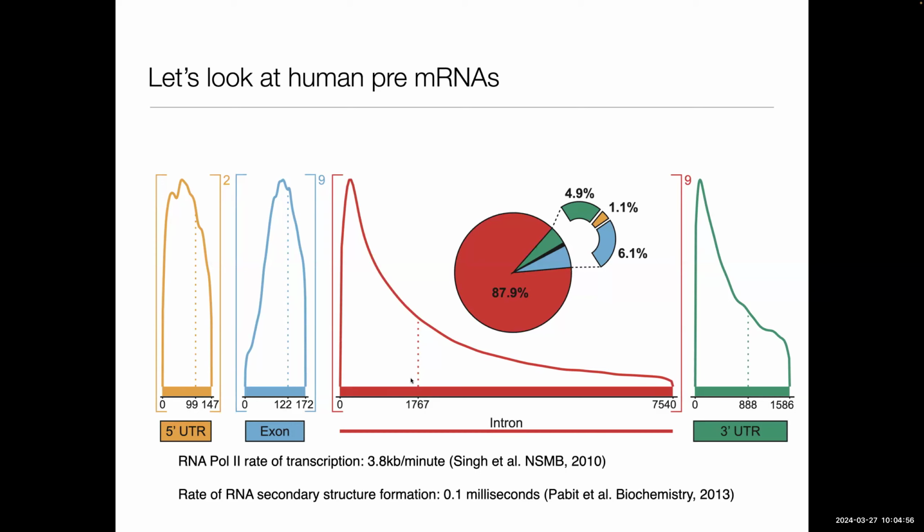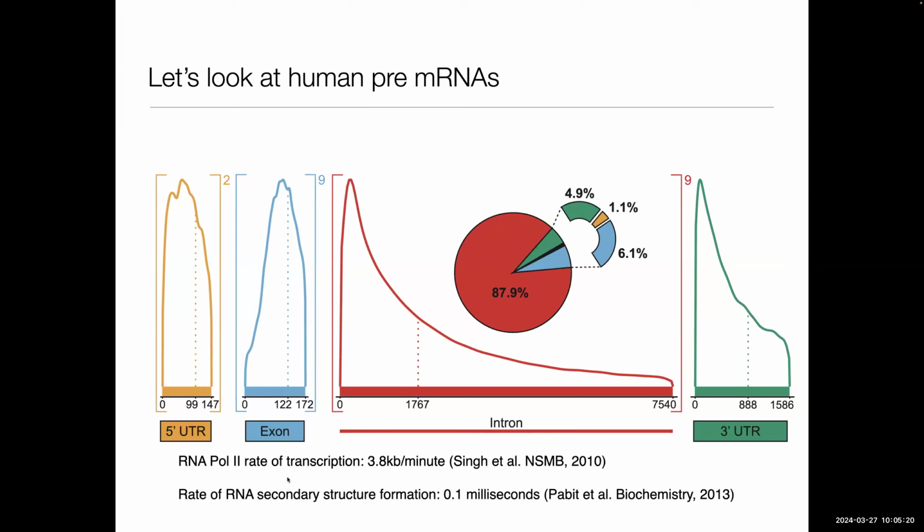But the real elephant in the room here are these introns, right? And introns have a median length in our genome of about 1,800 nucleotides. And then, of course, there are 3' UTRs, which are quite long as well. And we have 9 of these per mRNA. So really, when you break it down by percentage, about 90% of pre-mRNA is intron. And so they're really kind of the elephant in the room.